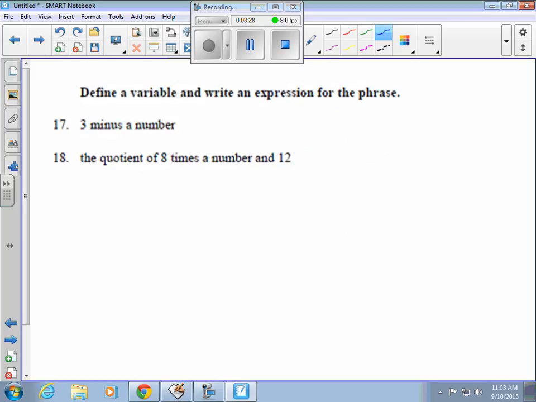Same thing with this one, except they just don't give you a variable. It doesn't make it really any more difficult. It says 3 minus a number. Minus a number will say x. So 3 minus that number x.